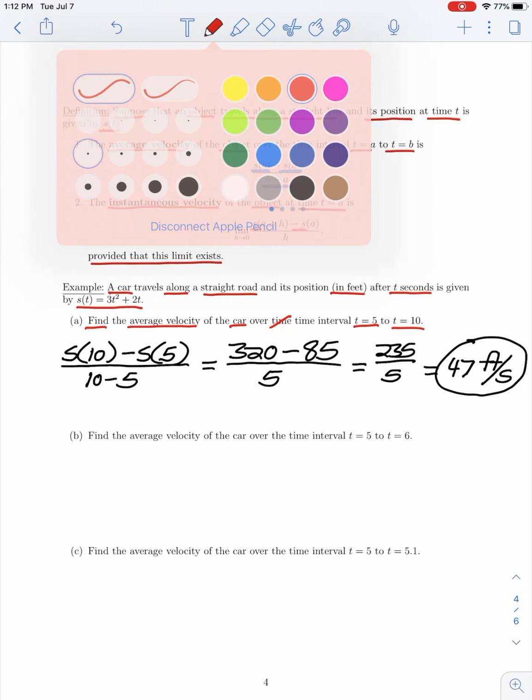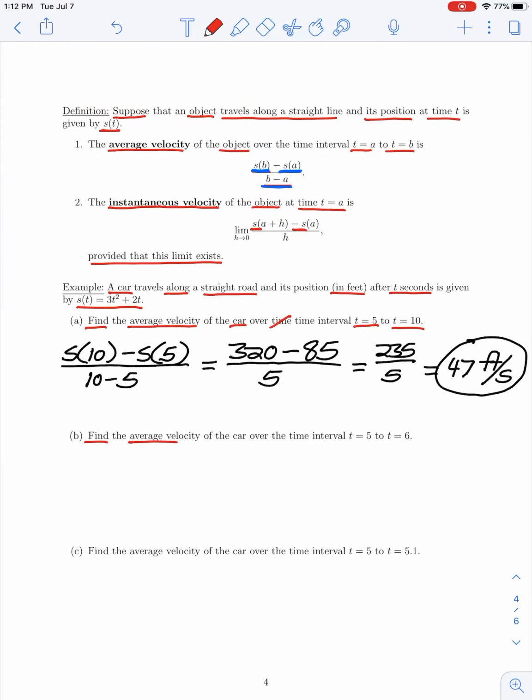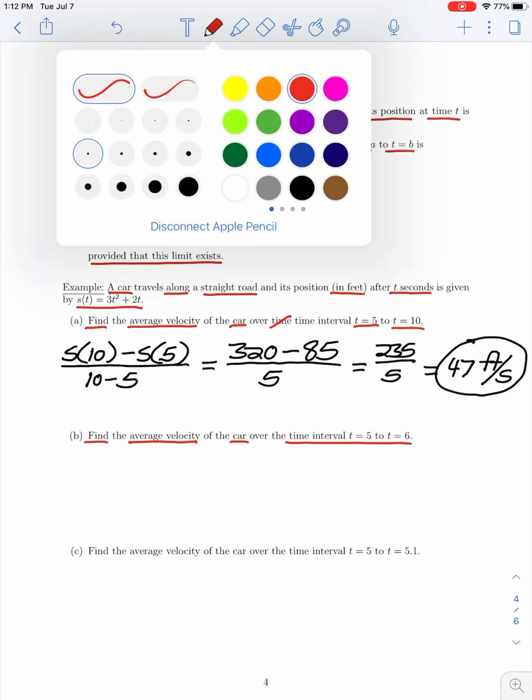Now in part B, we ask what is the average velocity of this car over the time interval from t equals 5 to t equals 6. So we're shrinking the length of our time interval now. Instead of from 5 seconds to 10 seconds, now we're looking from 5 seconds to 6 seconds.